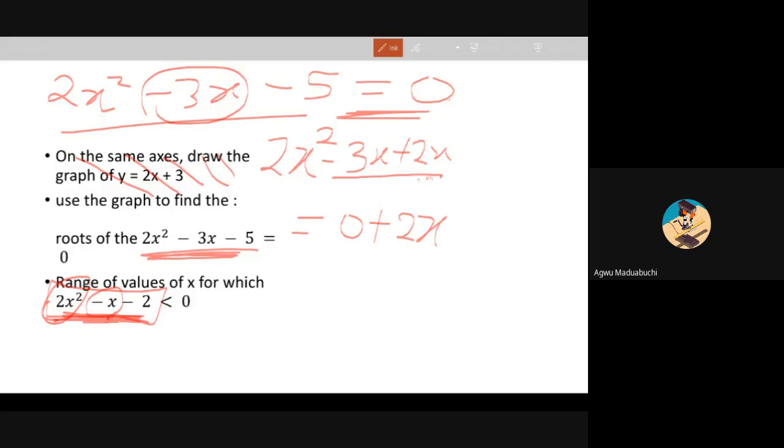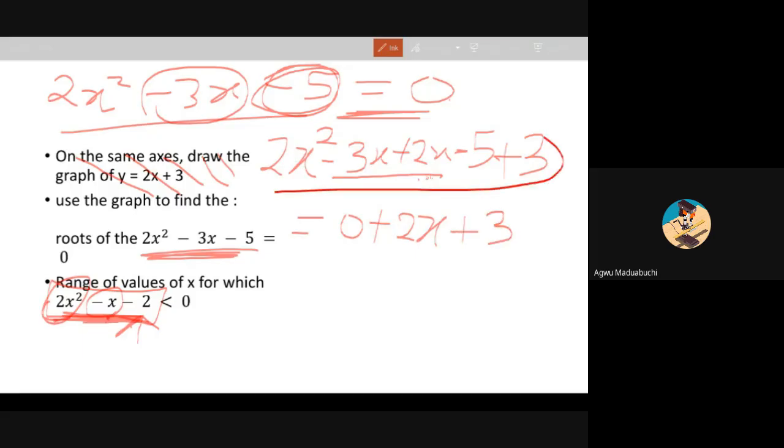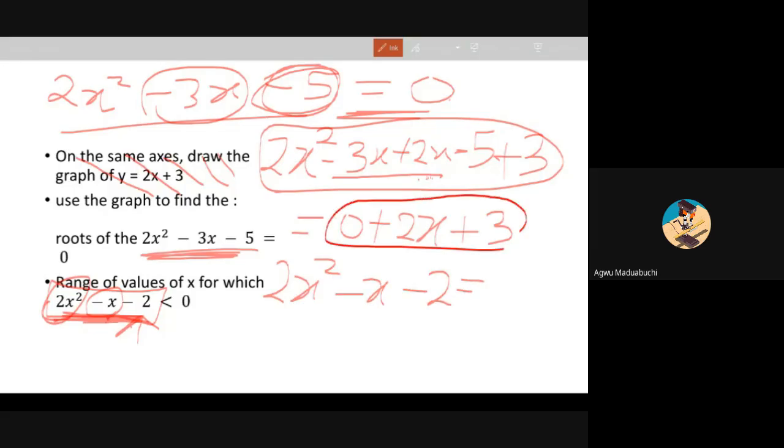Then same thing for negative 5. I have the number negative 5 here, but the number I have here is negative 2. So from negative 5, what do I need to do to get to negative 2? I have to add 3. Remember again, the equations are equal. If I add 3 on one side, I also have to add 3 on the other side. So that when I simplify this first equation, it gives me 2x squared minus x minus 2 is equal to, when I simplify this, 2x plus 3.